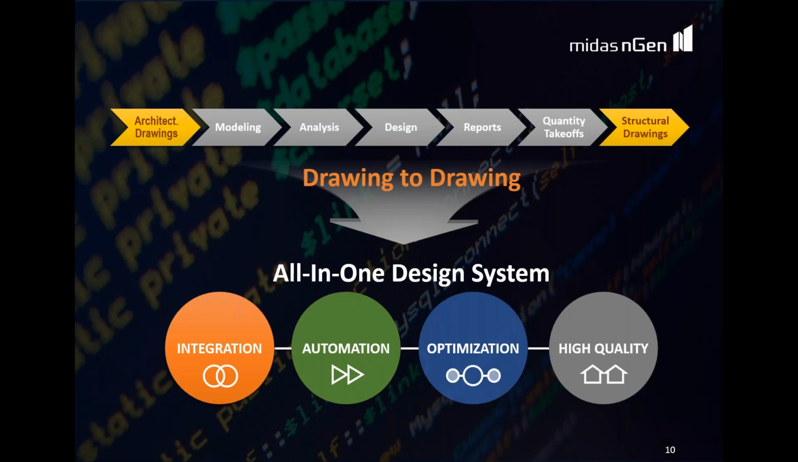MIDAS Engine is an all-in-one design system that can begin from the architectural drawings and provide the output in the form of structural drawings. So from drawing to drawing, we can perform the modeling, analysis, design, reports, and quantity takeoffs. Let's look at its all-in-one design system in a demonstration wherein we will look at how the modeling, analysis, design, reports, and quantity takeoffs can be integrated in one software solution.